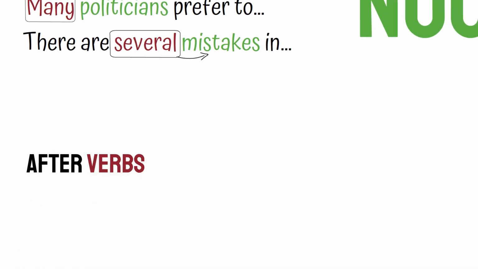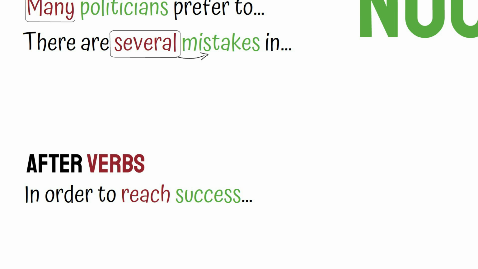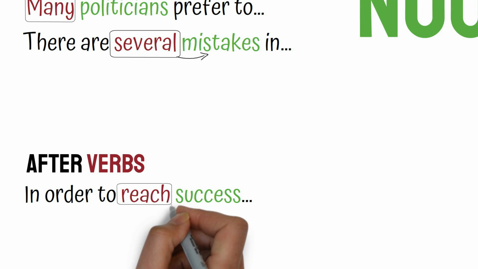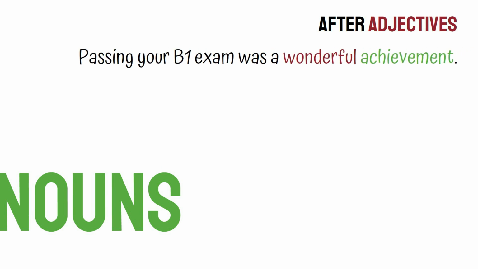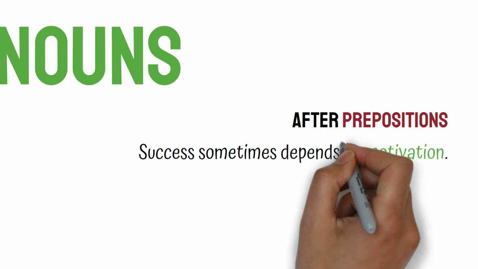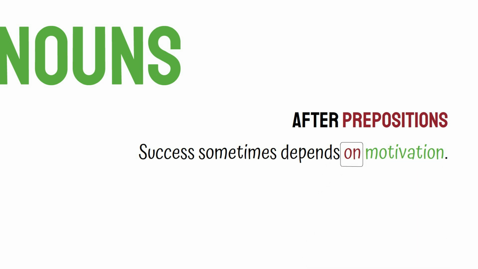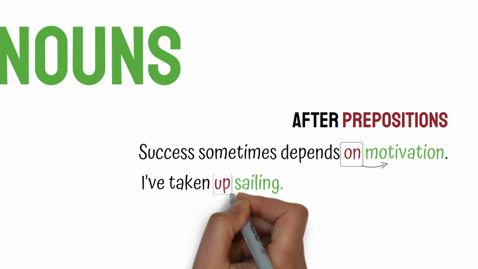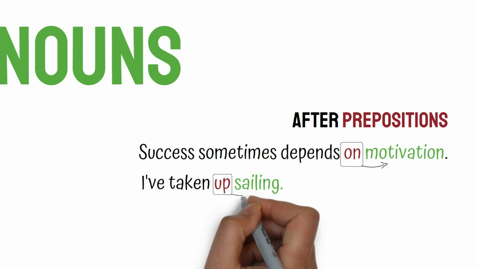We can also use nouns after some verbs. Reach is a verb, so we can use a noun after reach. Also, we can use nouns after some adjectives. Wonderful is an adjective, so we can use a noun after wonderful. We can also use nouns after prepositions. For example, on is a preposition, so we can use a noun after on. And finally, up is a preposition, and we can use a noun after up.